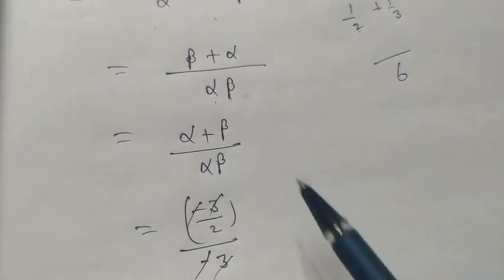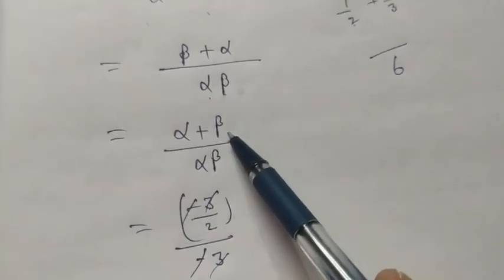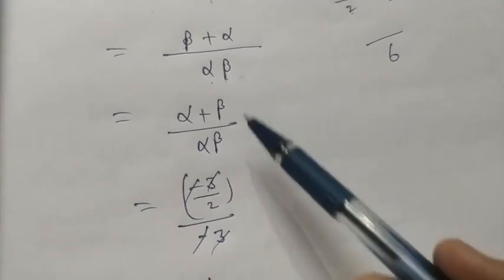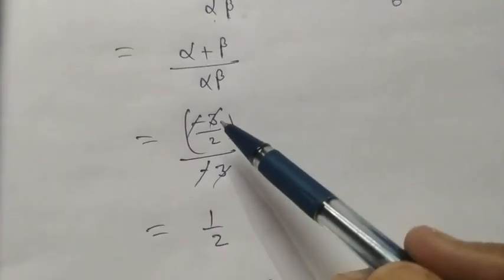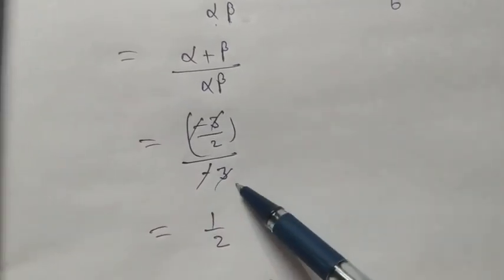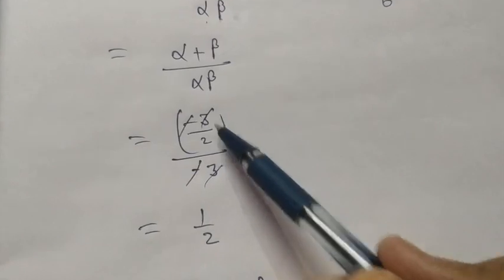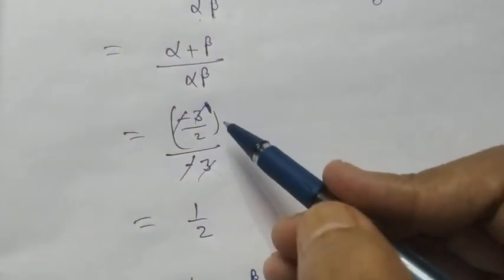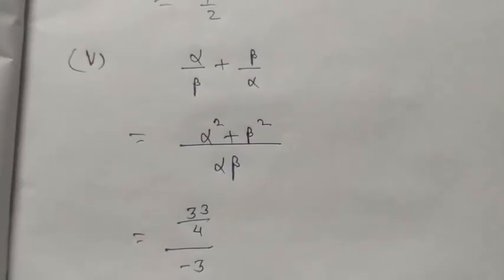Okay. Now alpha plus beta is also known, and alpha beta is also known. So just put the value of alpha plus beta. Alpha plus beta was minus 3 by 2, and alpha beta was minus 3. So minus minus cancel, 3 3 cancel. So here will become 1. So what will be left? 1 by 2. So this will be your answer.